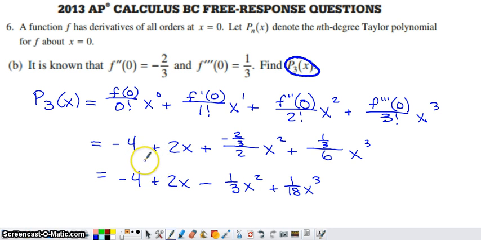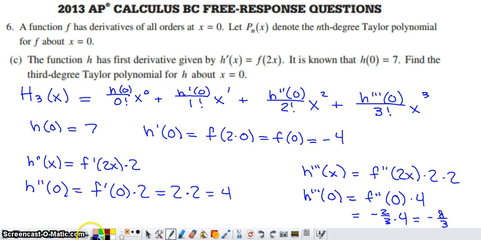So these two pieces don't change as we go from part A to part B. These two pieces we need to develop, and in simplified form you'd be looking at what's on this bottom line. And then the last part of this, part C, gives us this new function h, and they tell us that the first derivative of h is going to be f of 2x, and we're also given h of 0 equals 7. We want to find the third degree Taylor polynomial for h about 0.